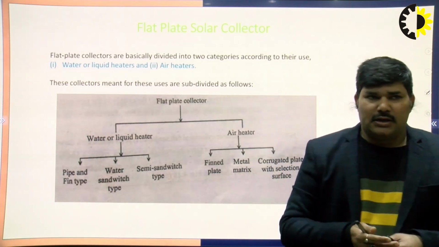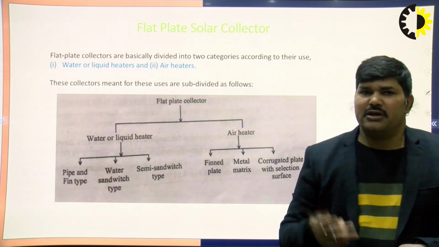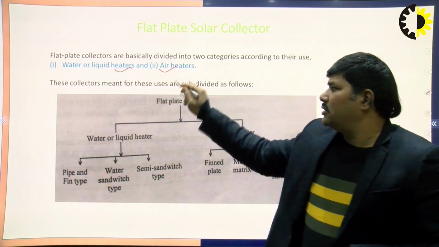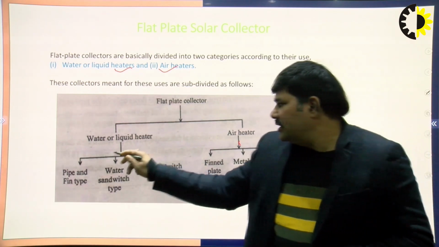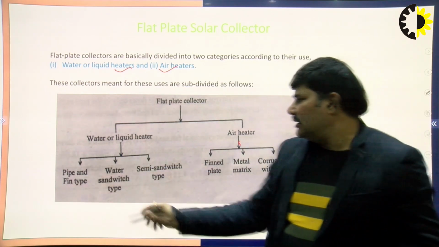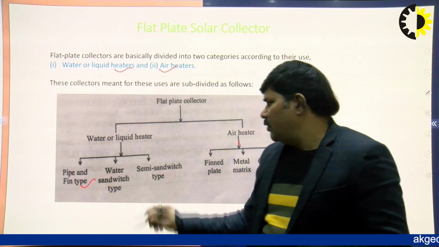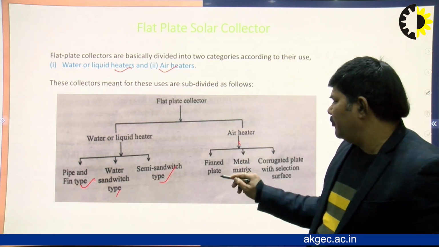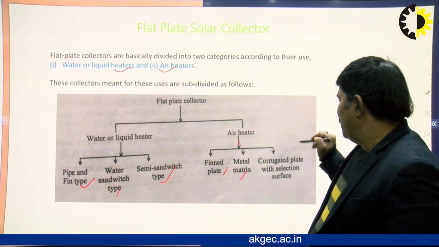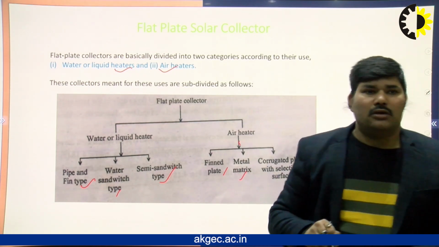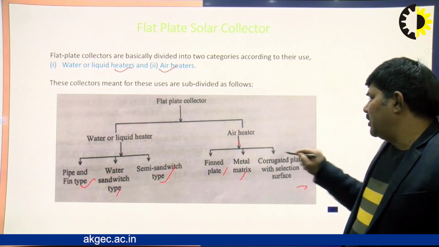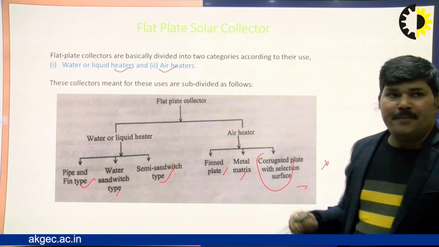The flat plate collectors are basically of two type categories. One is the water or liquid heaters, and the other is air heaters. The water or liquid heater is again divided into three categories: the pipe and fin type, the sandwich type, and the semi sandwich type. Air heaters are again the fin type, metal matrix type, and the corrugated plate type, with the selection of the surface. So again, these categories are divided into three types, right?